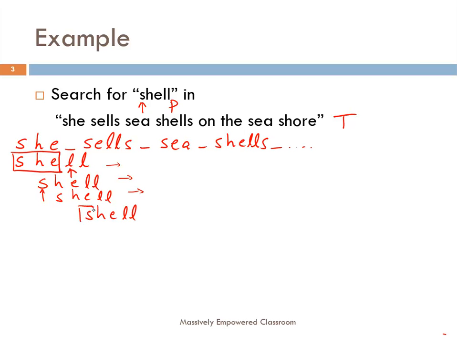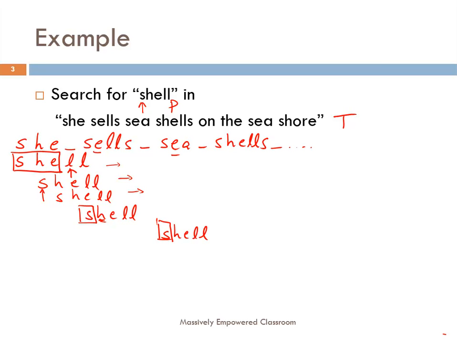The S matches, right? Until then nothing else had matched, but the H and the E don't match. This E doesn't match this H, right? So we fail again. So we keep doing this. Once again when we come here, right, this S and this S will match.